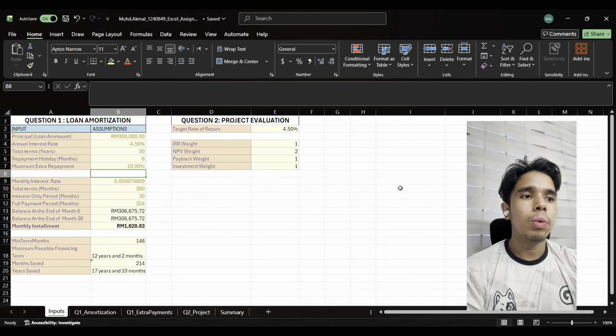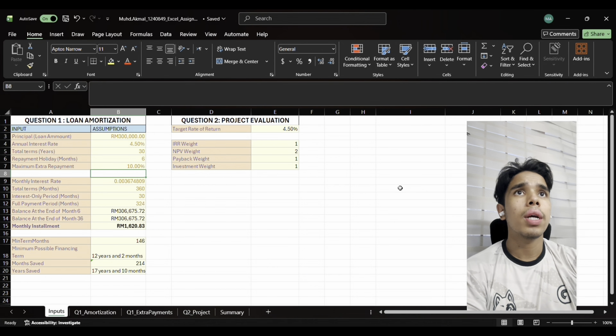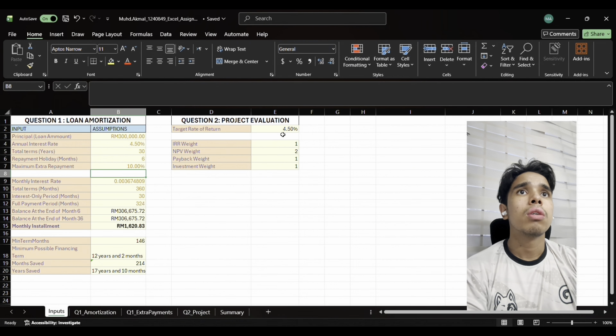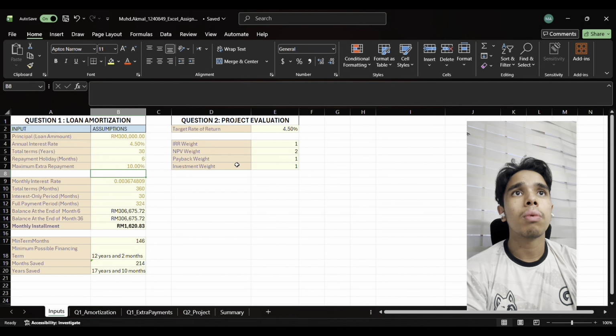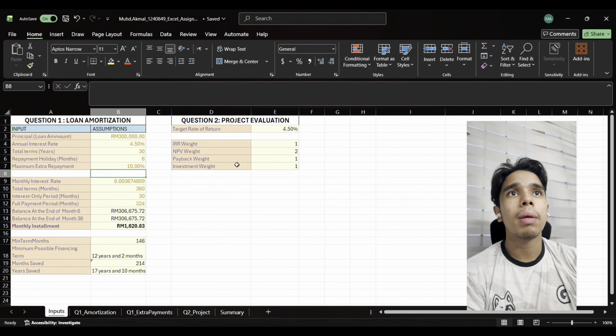For question 2, we evaluate two investment projects. Firstly, we look at the inputs. The question gives us the target rate of return of 4.5%. Below that, I have used this table to evaluate each weight of criteria. For IRR, we just assume the weight is 1, and for NPV weight, we assume it's 2, because in real life the most important criterion is NPV, to know if we can invest in the project or not. For payback, we just assume 1, and investment weight is 1.